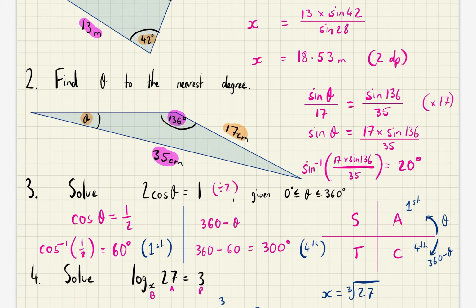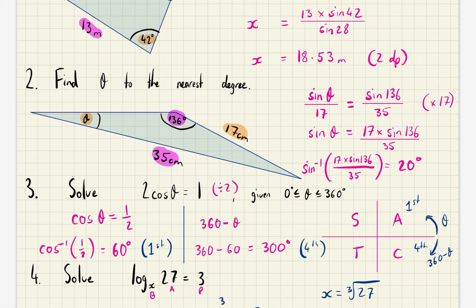So let's do the first one first. Inverse of cos for a half, so that's doing the opposite, just like we did in question 2, gives us 60 degrees, and that's in the first quadrant. Then we need the fourth, so I'm going to do 360 take away theta. In this case, theta is 60, the number we just got. So our fourth quadrant angle is 300.